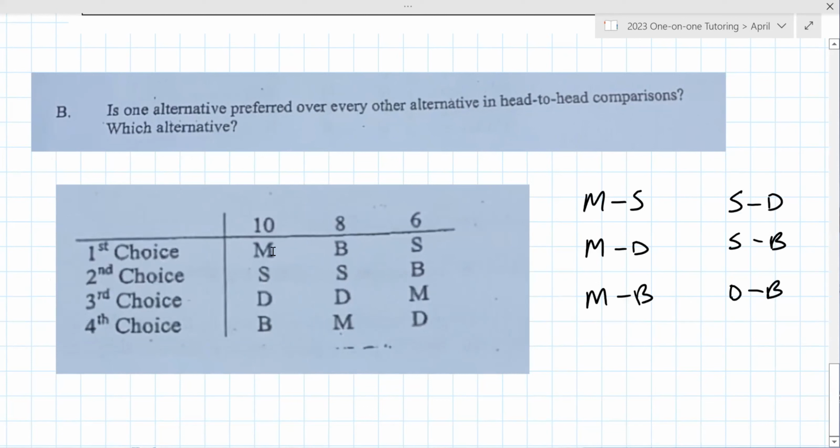All right, so let's look at M versus S. In the first column, M is higher, so 10 for M. But in the second column, S is higher, that's 8. And in the third column, S is higher, so that's 6. So notice S would actually win that comparison. Okay. M versus D: M gets 10 in the first one. In the second one, D is higher than M, so it would get 8. And in the third one, M is higher, so it would be 10 and 6. So that's M winning that one.